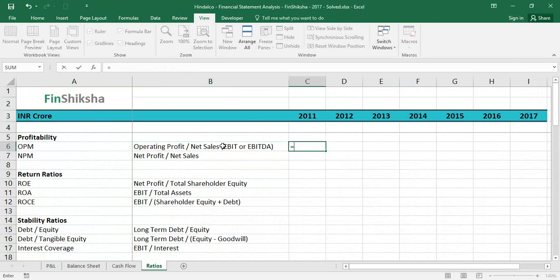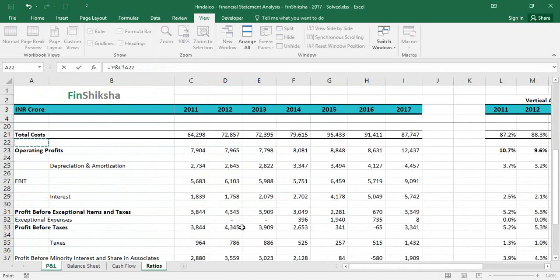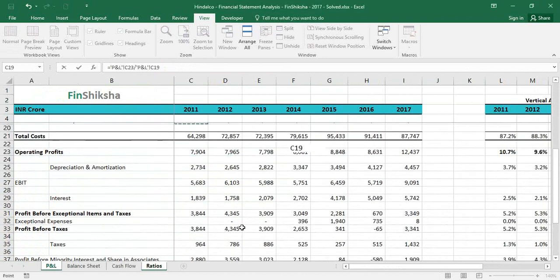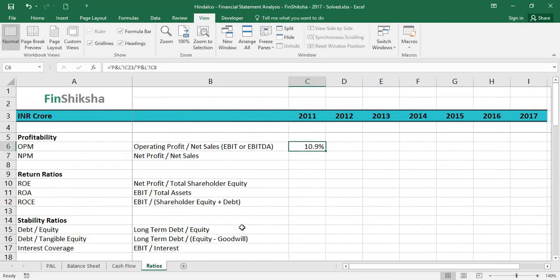I'm going to use EBIT as well as EBITDA. So let's do both and see what happens there. EBITDA is actually available here. Operating profit is available here, and I can just divide it by the net sales number. Net revenue from operations is here. I'm dividing it by the net sales because excise duty anyway is a fixed percentage. So we get a 10.5, 10.9% kind of a number.